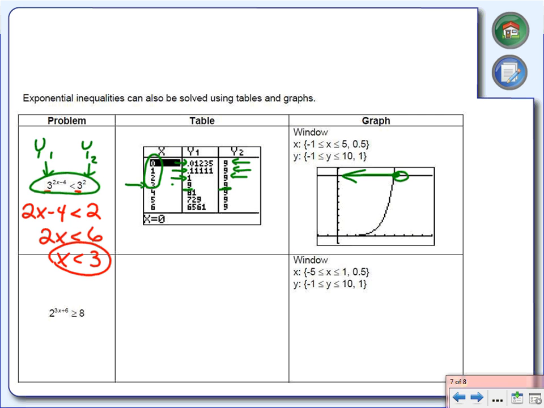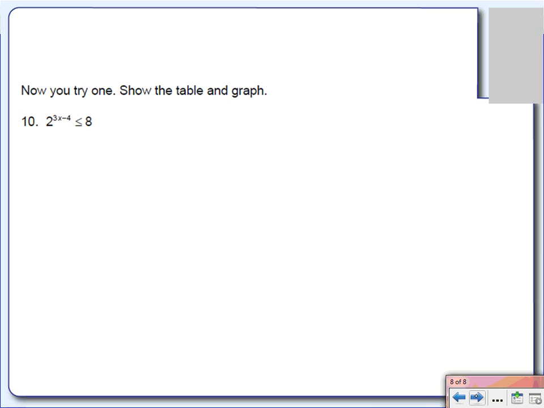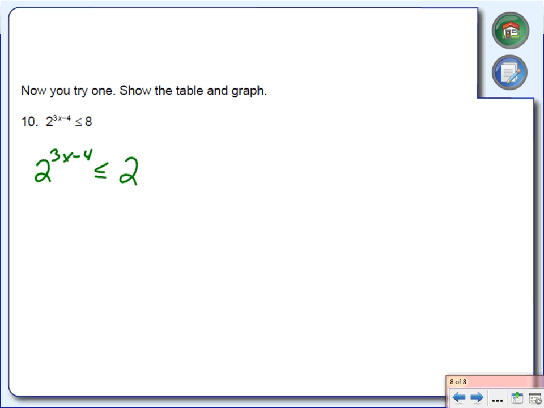All right, so I'm going to work one more with you. We're going to skip that last one because we're running out of time here. So let's look at number 10. And I'm going to stick to just algebraic here real quick. That 8, remember, we're going to rewrite 8 as 2 to the 3rd power, because in order to solve this algebraically, I do need to have matching bases.